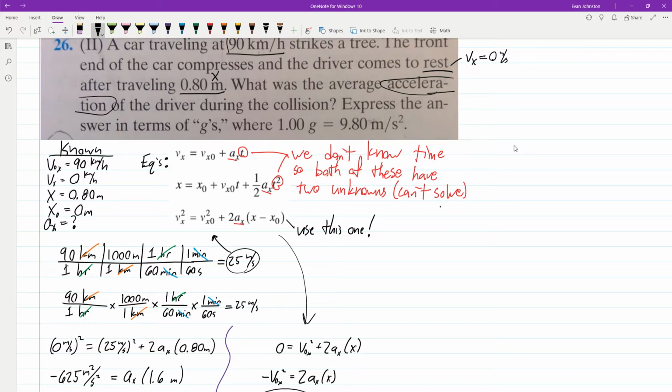And if we find out and take a look, we know that it stops. So that's 0. This is this 90 kilometers per hour. We want to find A. They go 0.80 meters. We totally know that one. We just have to use this. The only hiccup is converting kilometers per hour to meters per second. So I'm going to show it here.